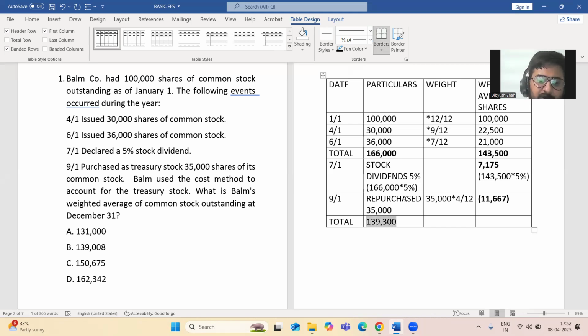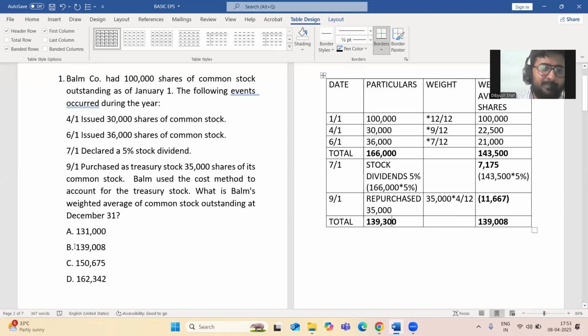This is relevant for balance sheet. For EPS calculation, it will be 1,43,500 plus 7,175 minus 11,667. That is 139,008. This is your answer for the purposes of EPS. This is the total number of shares that is outstanding in the balance sheet.